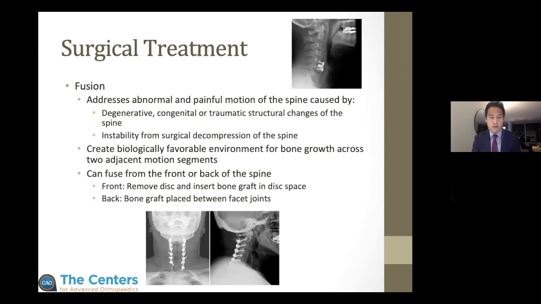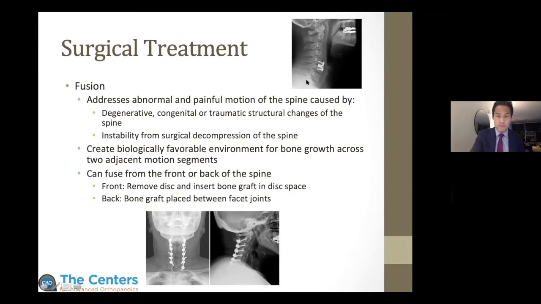So when we talk about fusion, what we're talking about is creating a biologically favorable environment for bone to grow across an area that used to move. And so by causing bone to grow across that area, you now have a limited movement in that area. So with bony fusion, we're seeking to address abnormal and painful motion of the cervical spine that's caused by either us as spine surgeons doing a decompression, or by chronic degenerative changes or structural changes of the spine. We can do this either from the front or in the back.